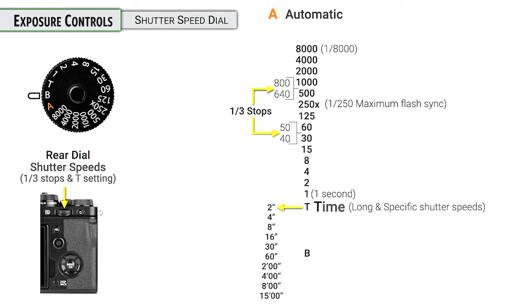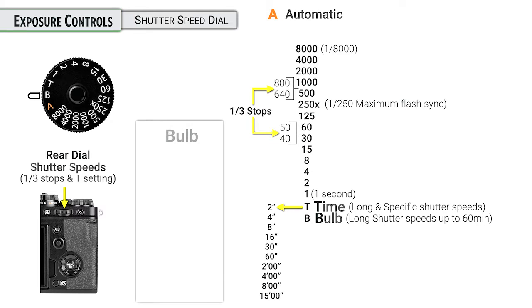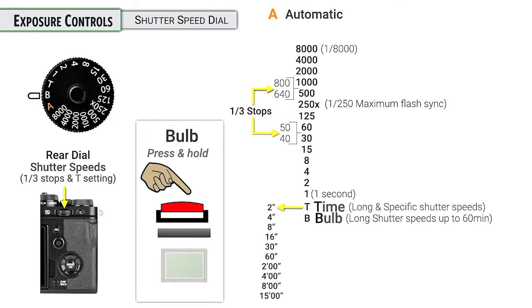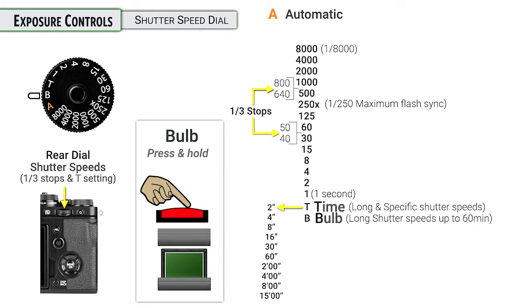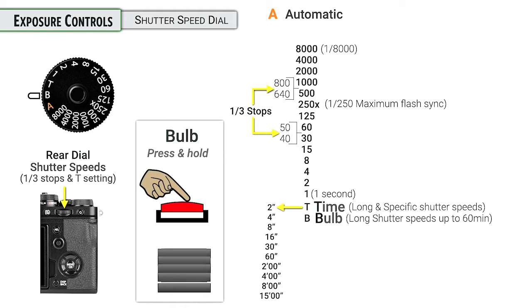Now, one of the other options is a B mode, and this stands for bulb. And this is long shutter speeds up to 60 minutes. Now, the way the bulb works is that it will keep the shutter open as long as your finger is pressing down on the shutter release. And this is where a cable release can really come in handy, whether it's the mechanical style or an electronic one that you can also connect up to the camera. It stays open as long as you keep that pressed in, and then you release it, and that ends the exposure.